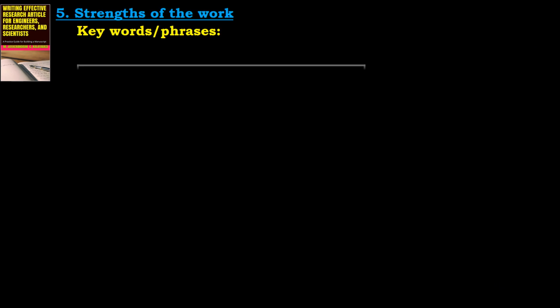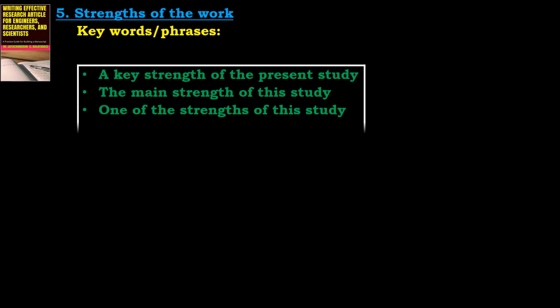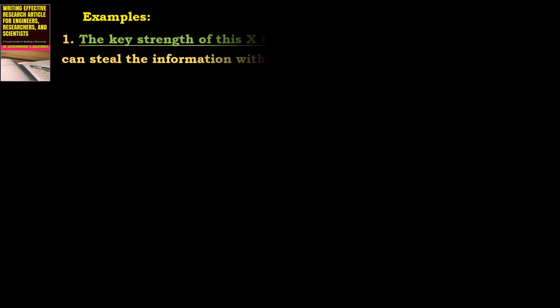5. Strengths of the work. The list of expressions commenting on the strengths of the current study can help readers to be convinced of the validity of conclusions. Key phrases are: a key strength of the present study, the main strength of this study, one of the strengths of this study. Let us look at some examples where the keywords that represent the strength of the work are highlighted in green.